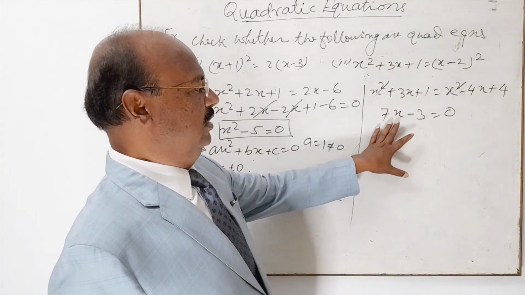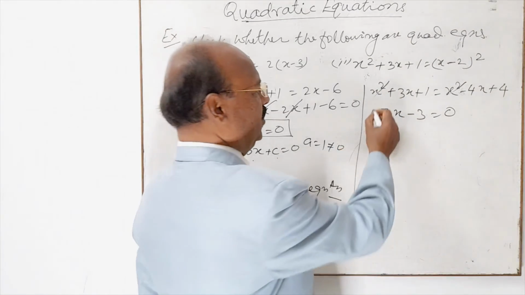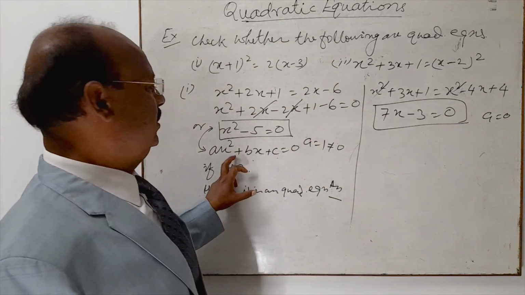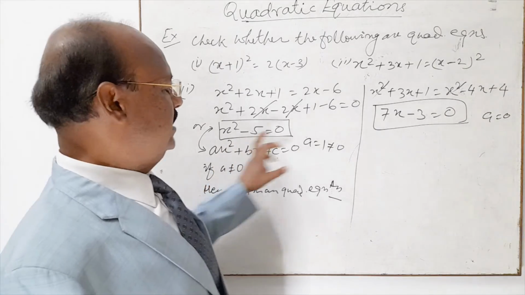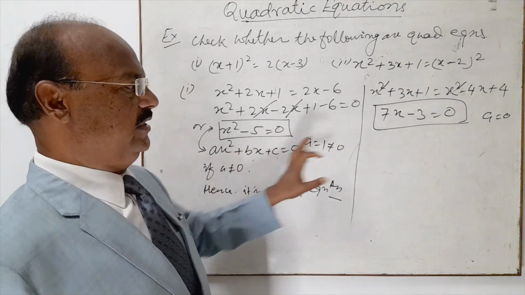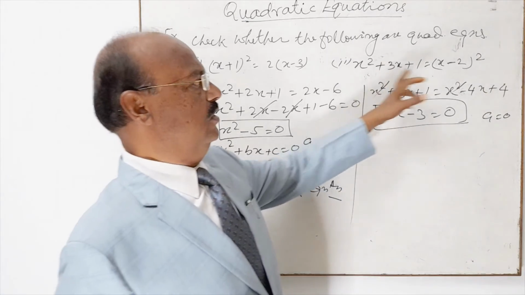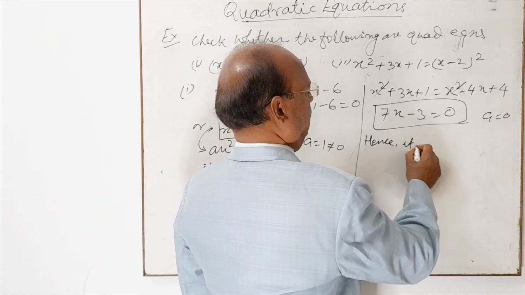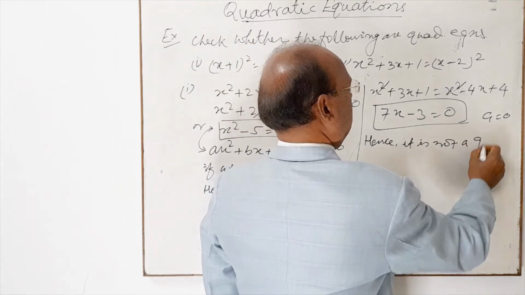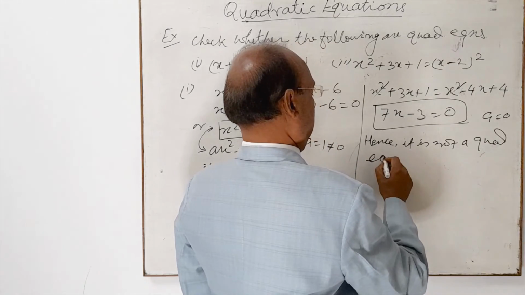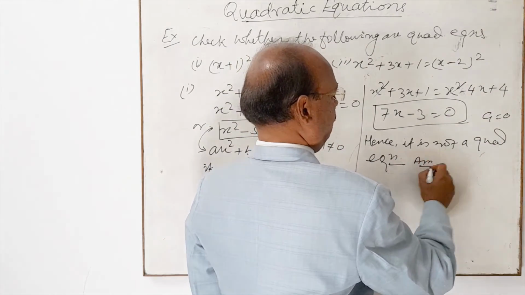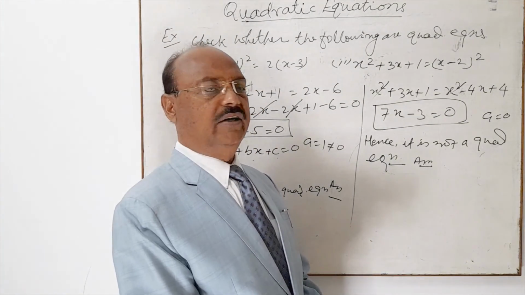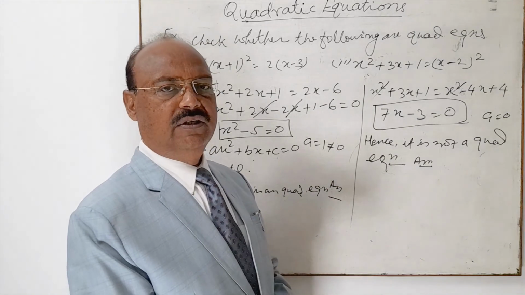Here you see there is no term consisting of x square. It means a is becoming 0 in this expression. That's why there is no term consisting of x square. So clearly this is not a quadratic equation. Hence, this given expression is not a quadratic equation. This is the answer. So now it is very clear how we can check whether a given expression is a quadratic equation or not.